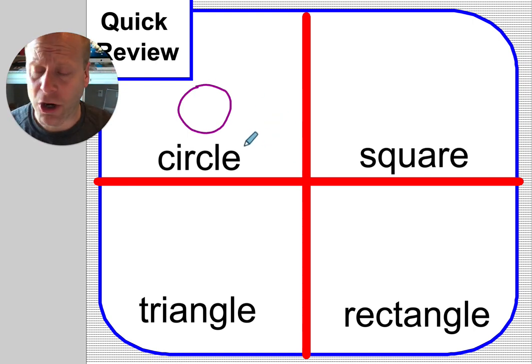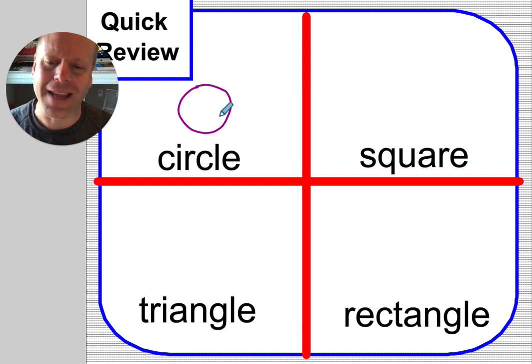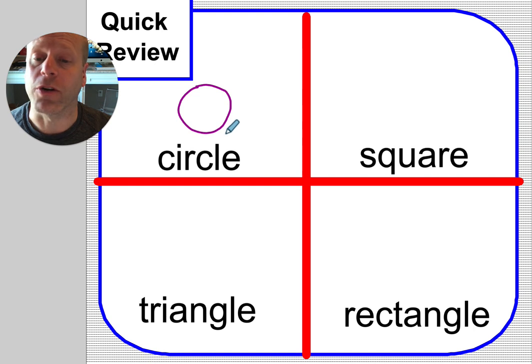So when you and I are drawing a circle on the whiteboard, you'll notice it's not perfectly round, right? But we understand that, oh, Mr. W's trying to draw a circle. A circle doesn't have any corners, any straight sides. It's round all the way. Yep, that is called a circle.